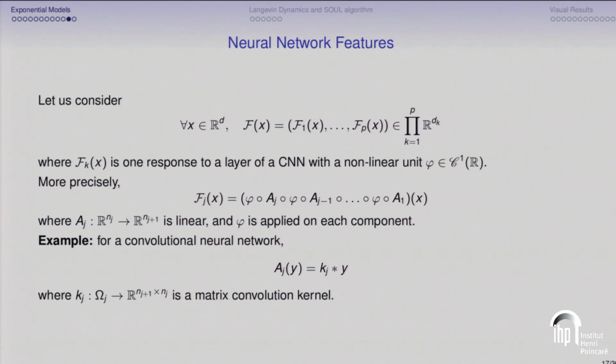So here, we apply our theorem about the maximum entropy principle. The features are obtained with the calligraphic F of x. Here, the f_j of x are the responses of the image to a pre-learned neural network. So the A_j are linear operators.